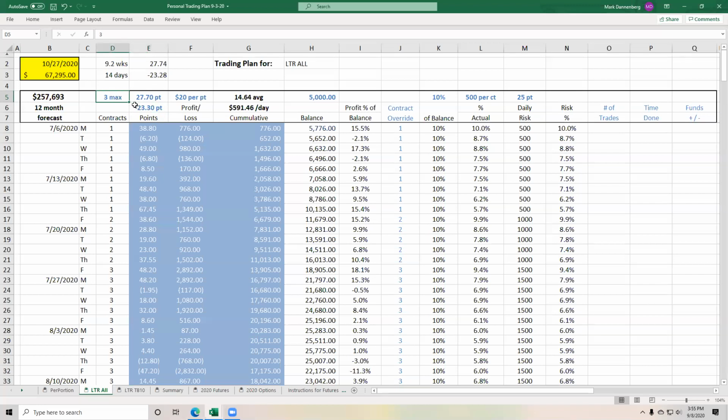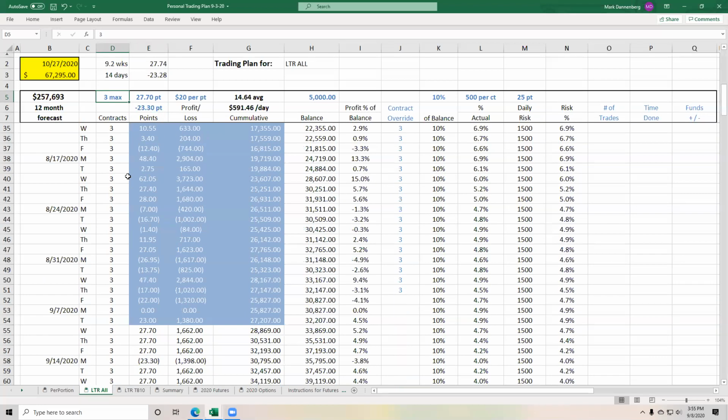Now, all of this is based on limiting the number of trades to a maximum of 3 contracts. As the account size grows, the number of contracts will increment and scale up, indicating that it's time for me, based on the account value, to trade more contracts.